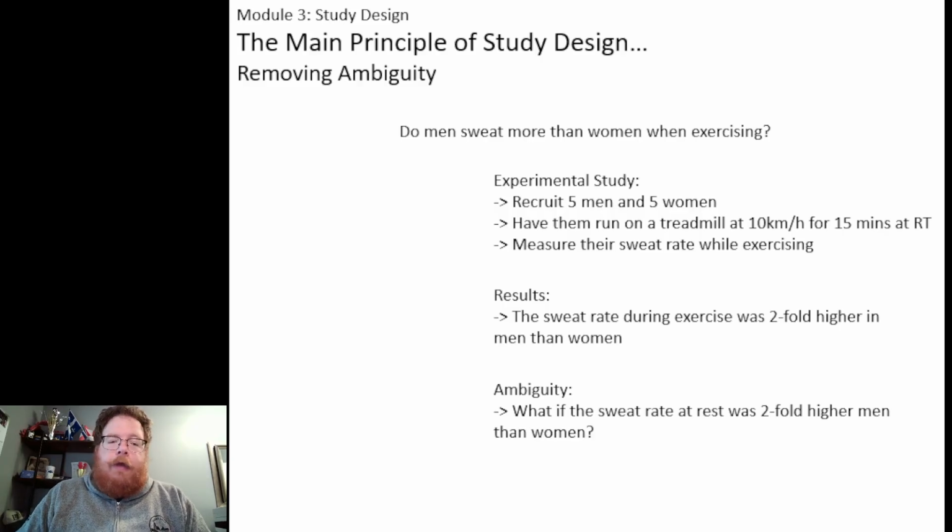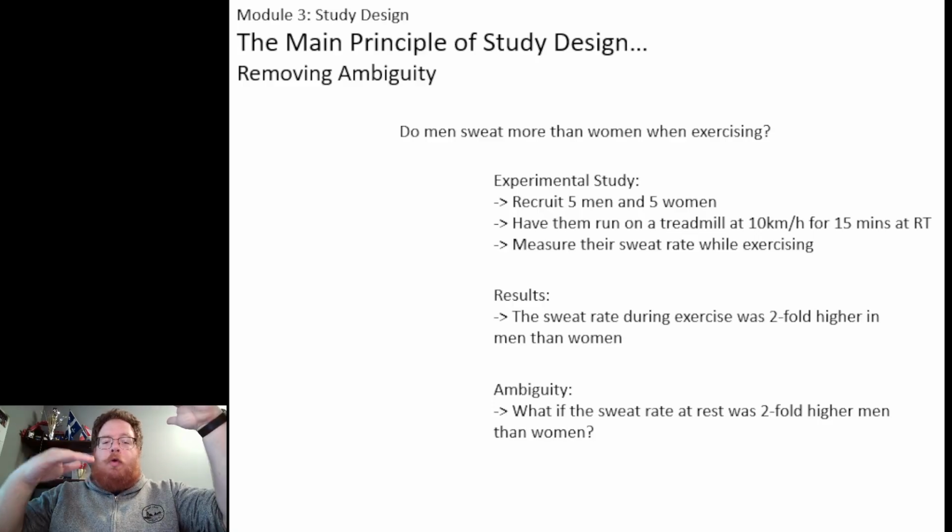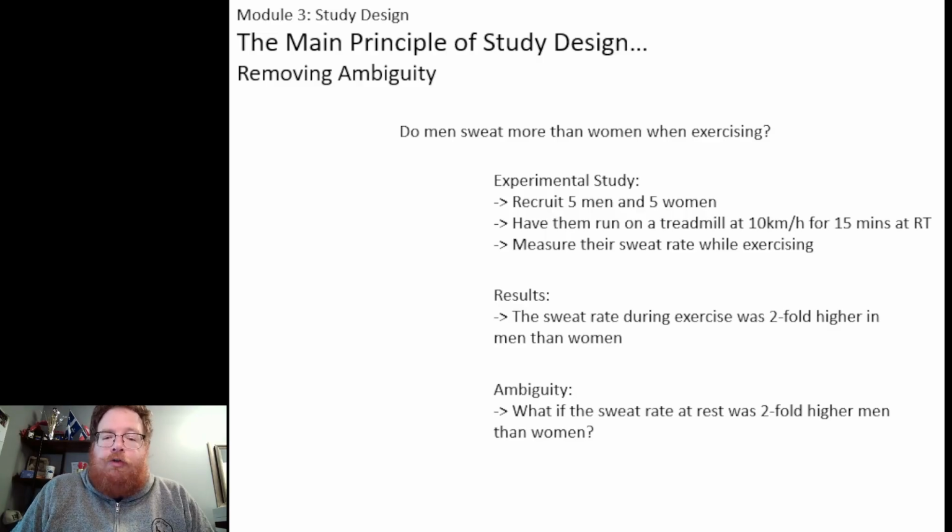So really, I would say that in my study design, I should measure the sweat rate of both men and women while they're resting at room temperature in this case, or perhaps while they're just standing on the treadmill running 0 kilometers per hour, just standing there. I should have a resting level of sweat rate measured. That way I'll know that if the resting rate of sweating was the same, and then men end up 2-fold higher than women after exercising, that difference during exercise was due to the exercise itself and not due to a difference in baseline sweat rate prior to exercise.